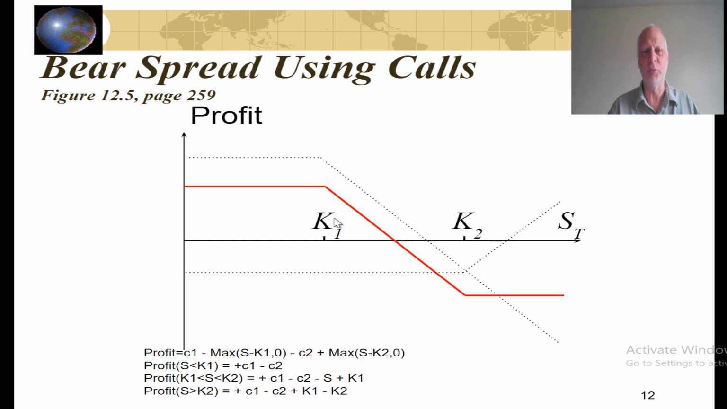How about in the range between K1 and K2? Well, if we are greater than K1, then this part, this intrinsic value is 0. The option C1 expires worthless, but the option C2 expires with a value of S minus K2. So we end up with an equation of S minus K2.